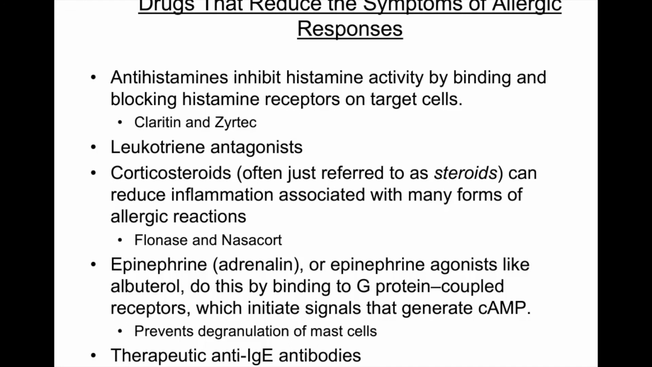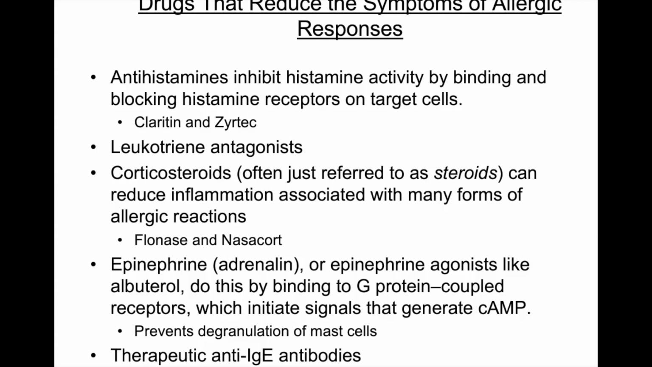And so with antihistamines, there's concern of the antihistamine passing the blood-brain barrier, and that can have an effect on the central nervous system. So there are first generation antihistamines and second generation antihistamines. So second generation antihistamines would be like Claritin and Zyrtec.